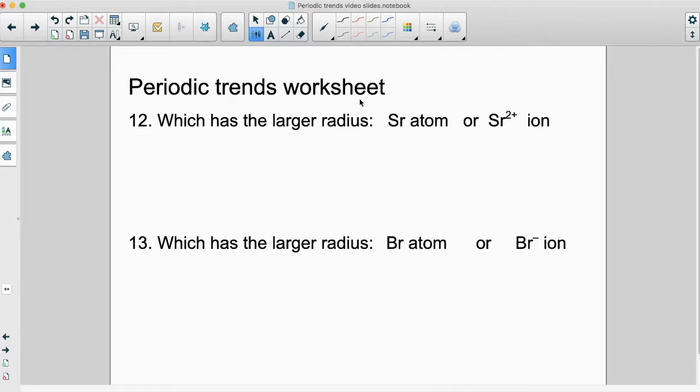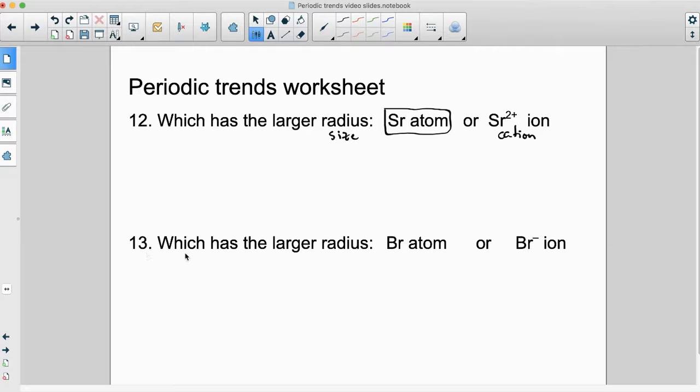So take a look at your periodic trends worksheet. We'll take a look at these first items. Number 12, which has a larger radius. So we have here an atom and its cation. Remember, positive ions have lost electrons and are always smaller than their original parent atoms. So the Sr atom is going to be the larger size. Radius refers to the size.